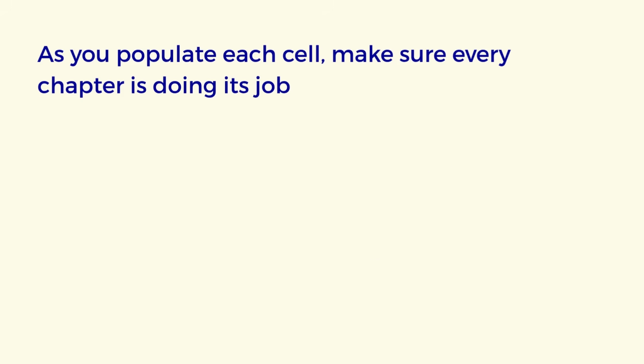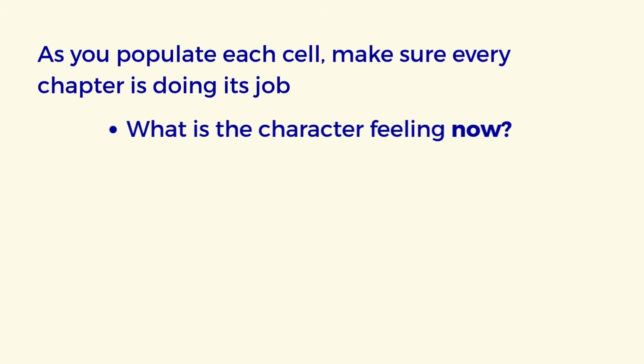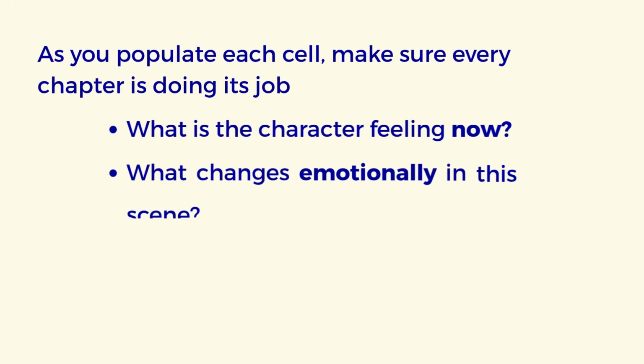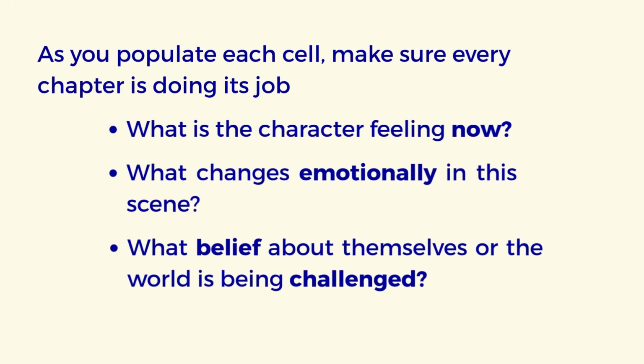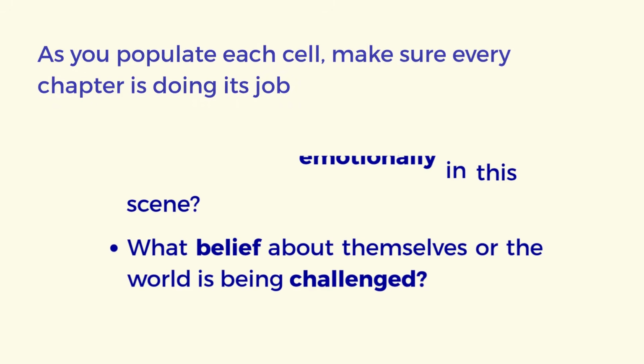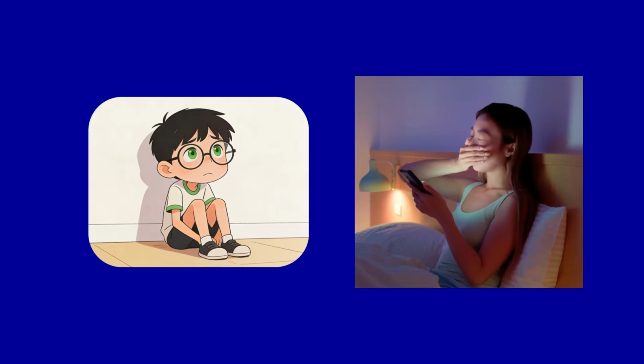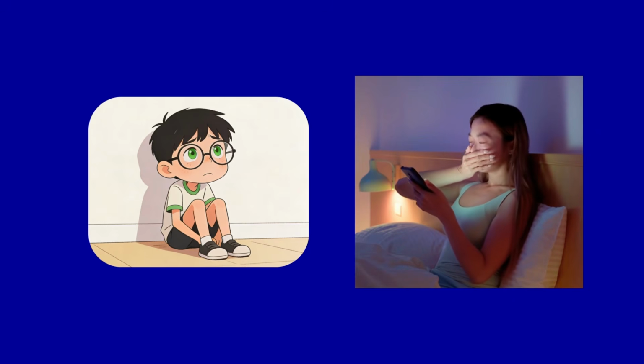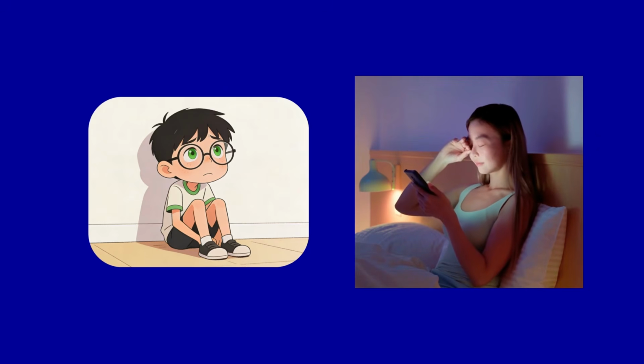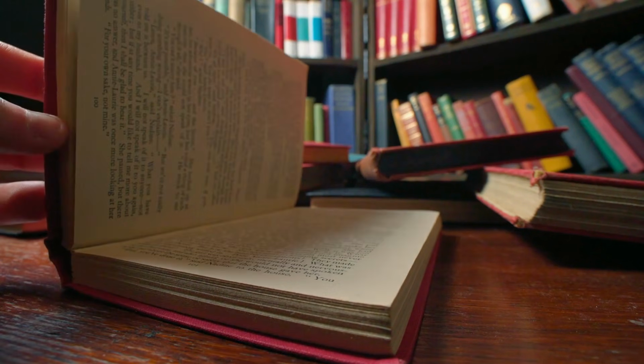Ask yourself, what is the character feeling now? What changes emotionally in this scene? What belief about themselves or the world is being challenged? If several chapters go by with your protagonist feeling the same way, the story can feel emotionally stagnant, even if dramatic things are happening on the surface. This emotional flatness is a main reason readers disengage.